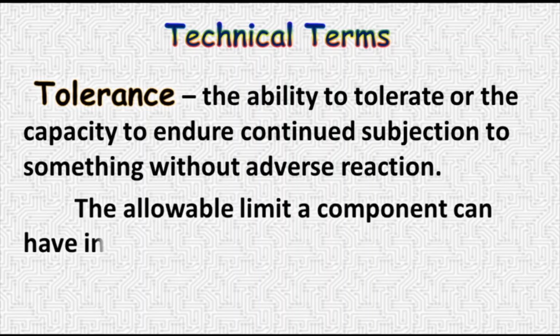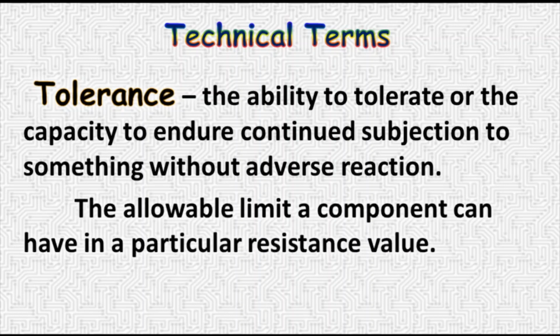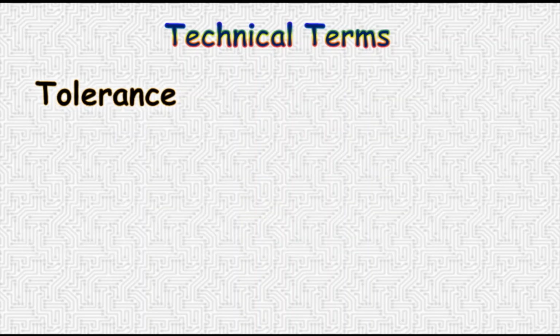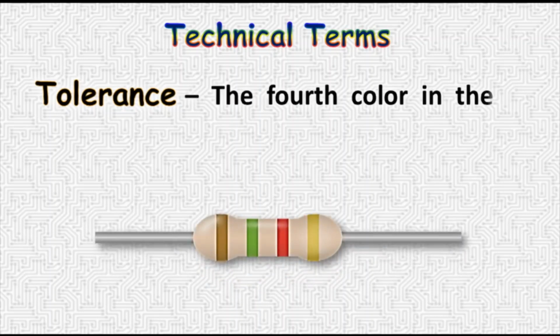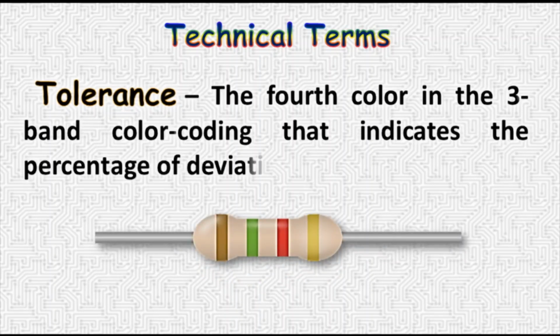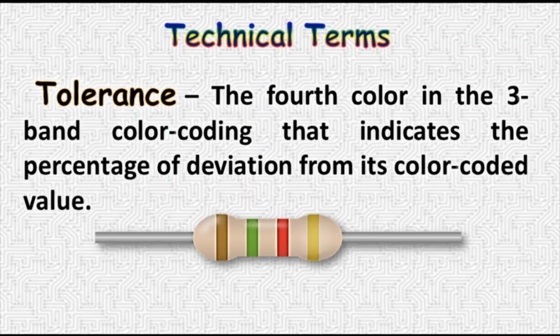The allowable limit a component can have in a particular resistance value. No? Ito yung ating definition para sa resistor. No? Yung tolerance value ng resistor, yan yun. Okay. The fourth color in the three-band color coding that indicates the percentage of deviation from its color-coded value. Yun yung ating tolerance sa resistor. Ito sa ating carbon film resistor.